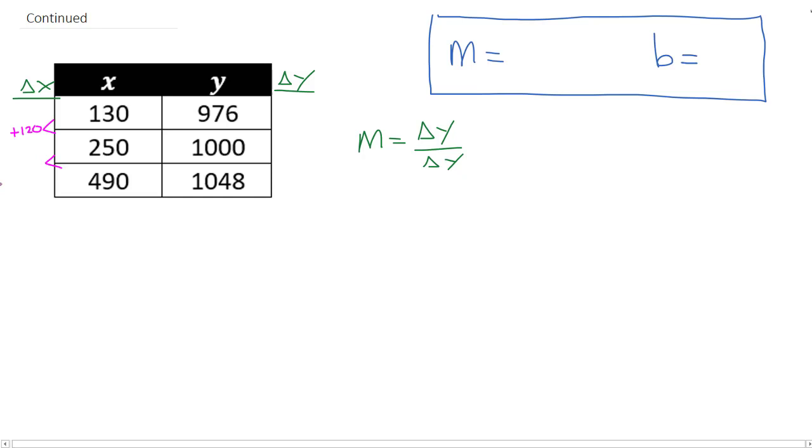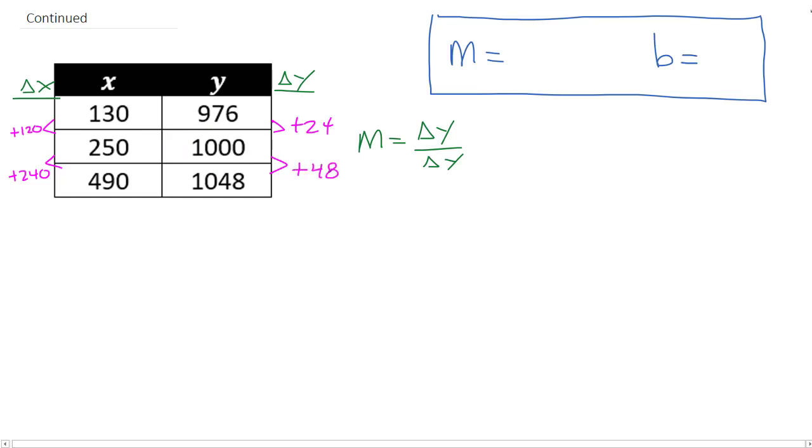To find the change, we just need to take any value and subtract the previous value, finding the difference, right? Let's look on the y side. Let's do the same thing. What's 1,000 minus 976? It's 24, so we went up by 24 here. And how about 1,048 minus 1,000? That means we went up by 48.